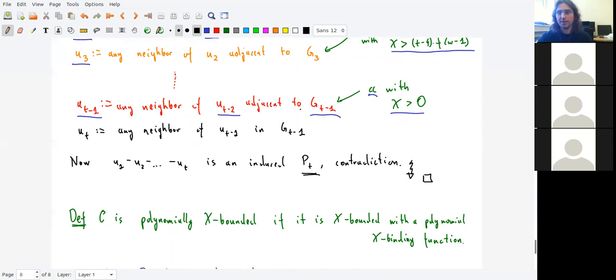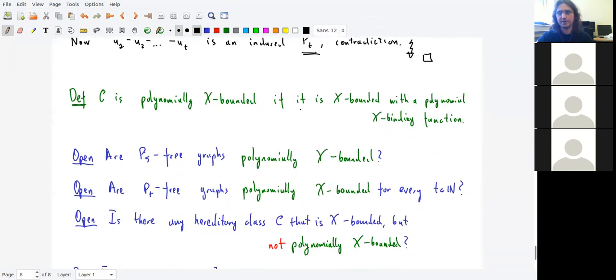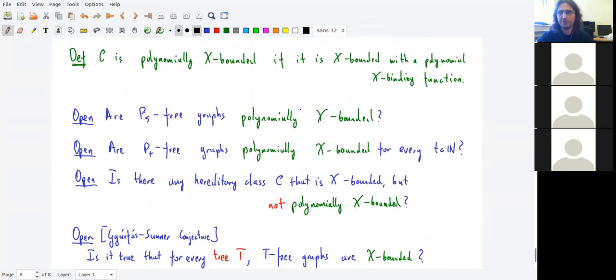Okay, so I would like to finish this lecture by, rather than going into further results, just discussing some open problems about chi-boundedness, because there is a lot of them. One thing that I am actually pretty interested in personally in research is the distinction between chi-boundedness and polynomial chi-boundedness. So a graph class is polynomially chi-bounded if it is chi-bounded, and this chi-binding function f, that governs this inequality between chi and omega, can be chosen to be a polynomial function.